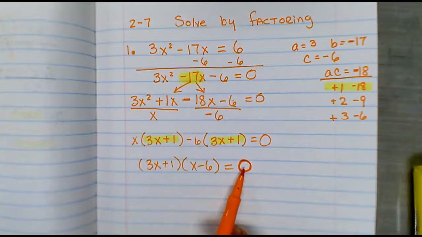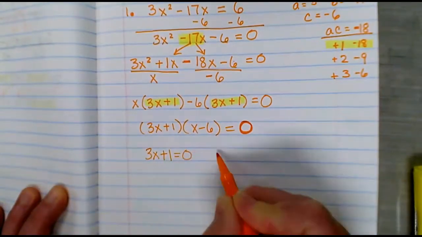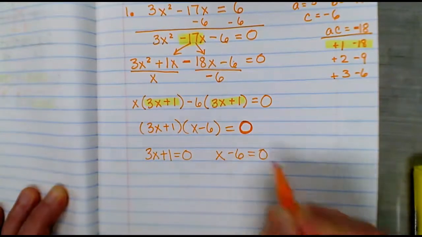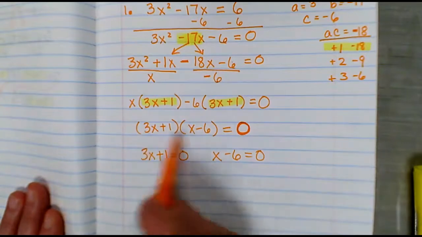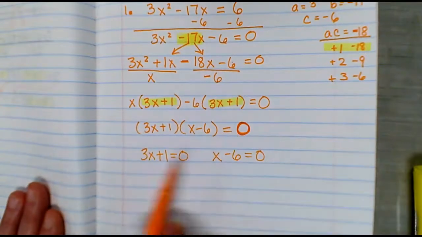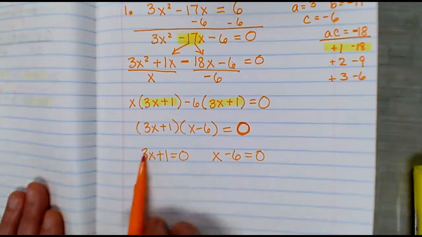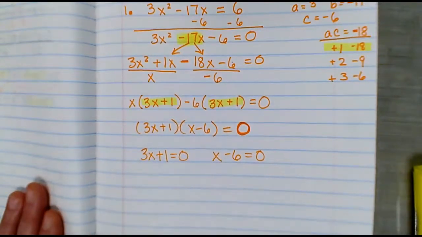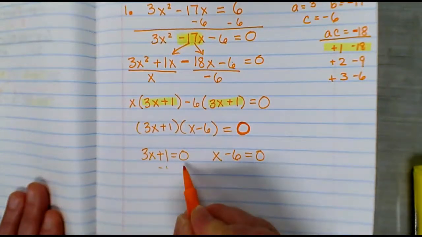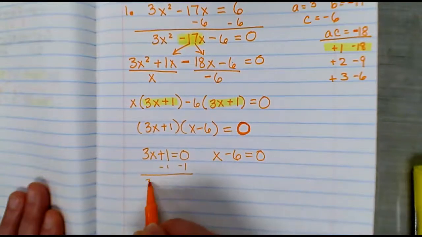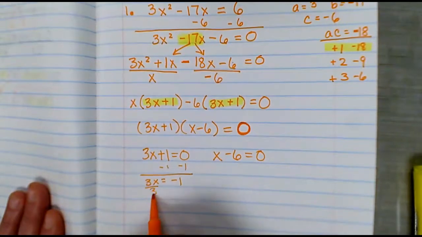That's what we started with. So either the first term has to equal 0 or the second term has to equal 0 or both. So once you get it to this point, you break it down into two small linear equations. These are called linear equations because the x isn't squared anymore. Can you solve this for x? Can you subtract 1 from both sides? Can you divide by 3?